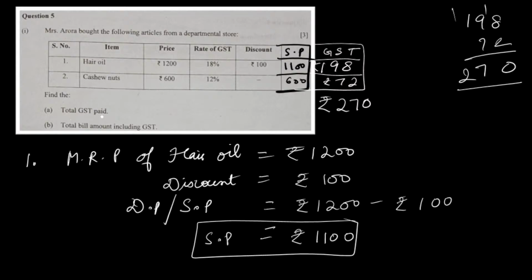Now we have to find total bill amount, including GST. Whenever we are finding bill amount, we have to add all the selling prices plus GST. Most of the time I have seen students only add GST and forget the selling price. So you have to be very careful. All the selling prices also you have to add in the bill price. Whenever you go shopping, you pay the final amount as both.